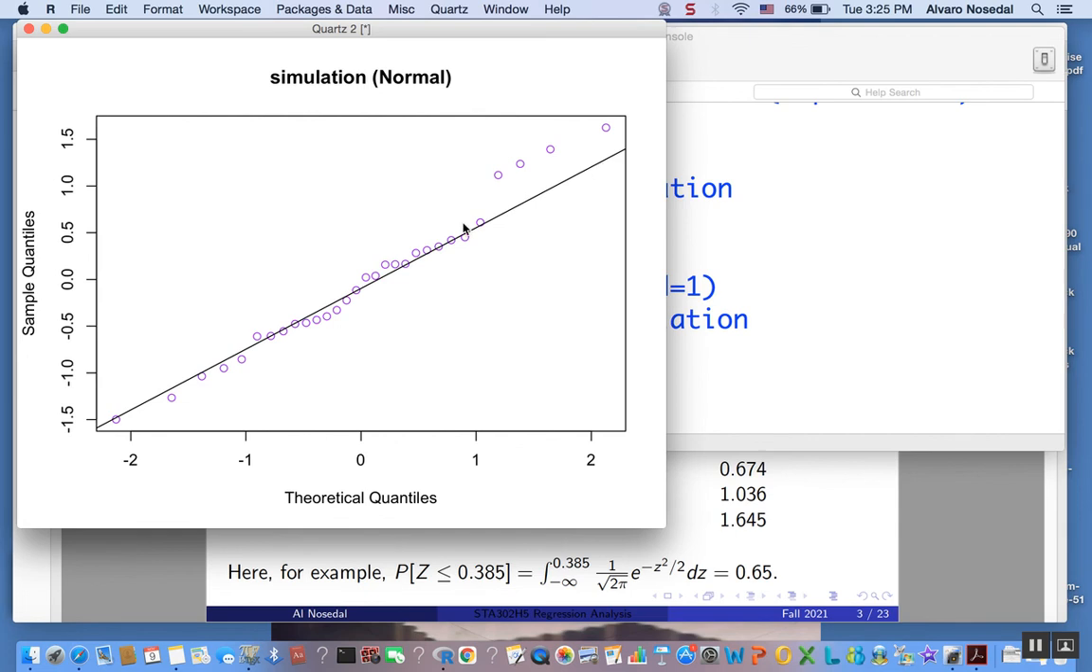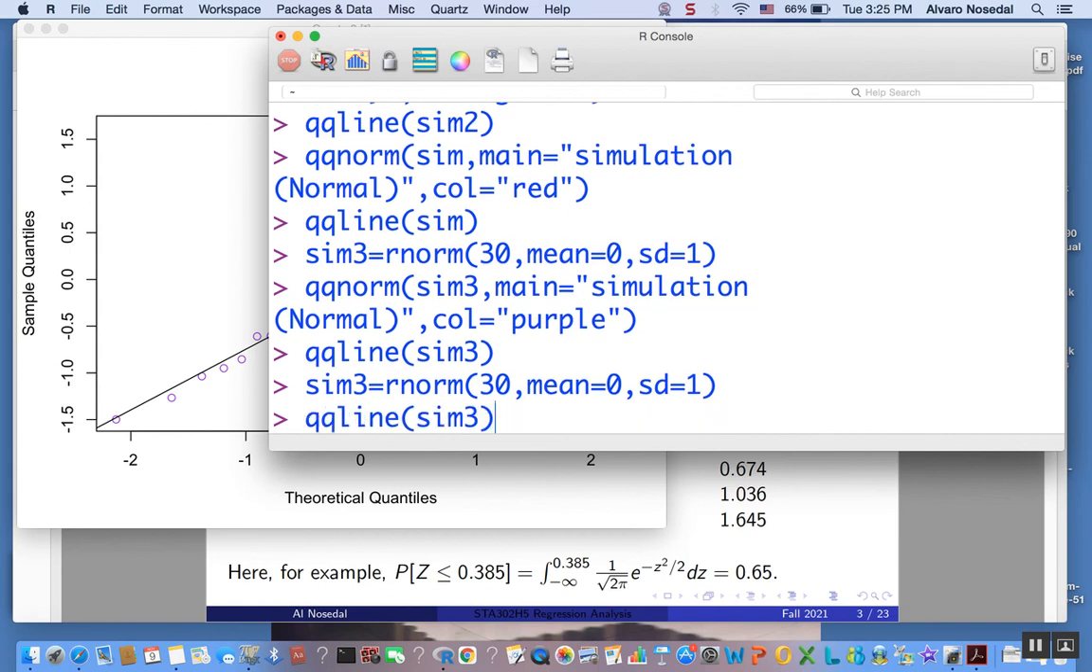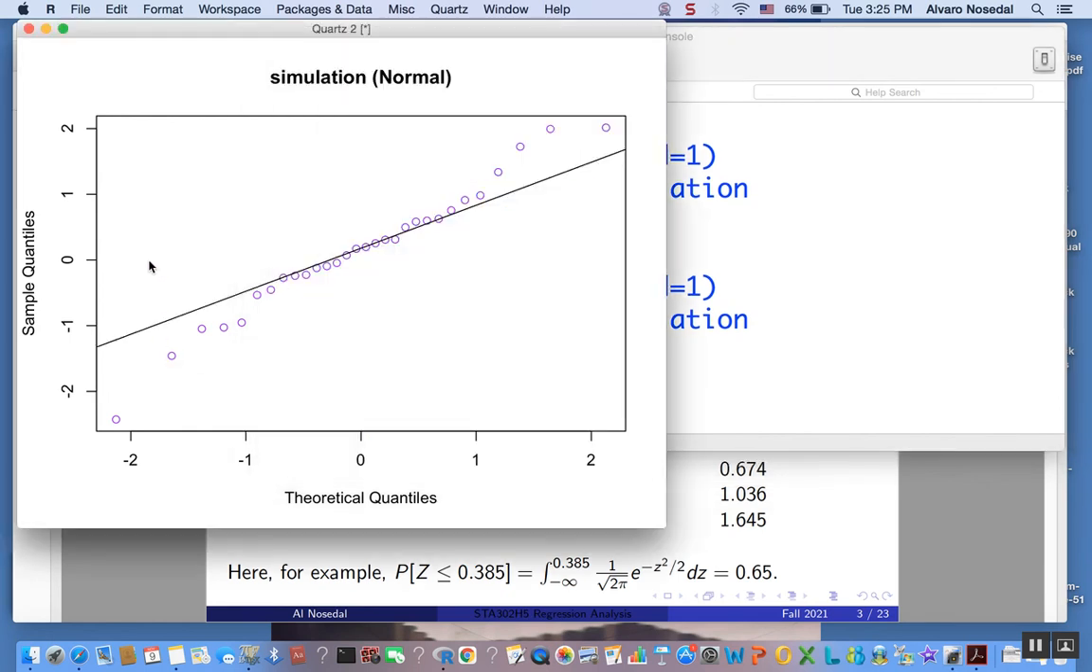You see that there's some deviation with respect to that line. There's some fluctuation, even when these guys are exactly normal. Let me do it again. Another sample, another graph. See? Even when these 30 observations come from a normal, you could see some deviations with respect to the line that you would expect if they come from a normal.